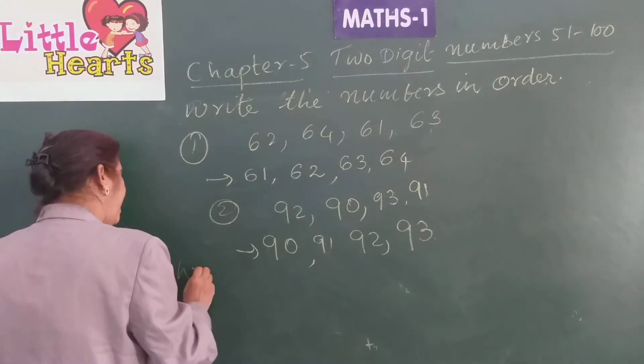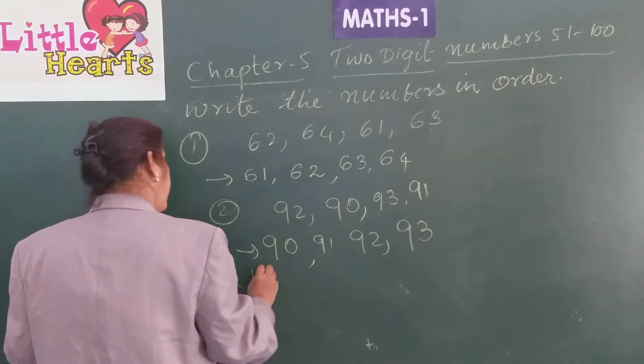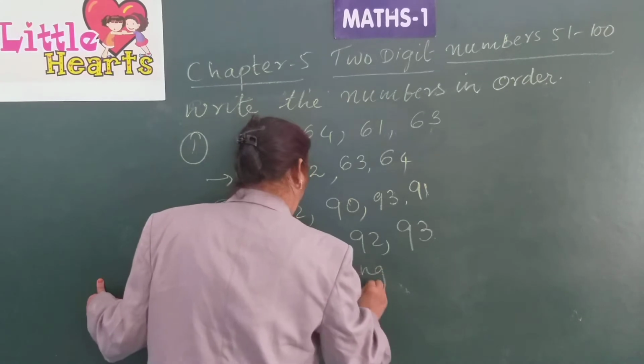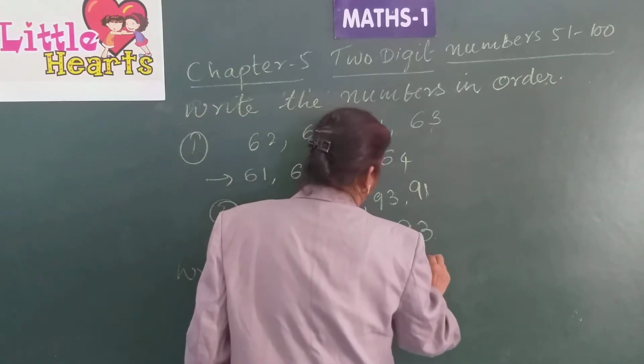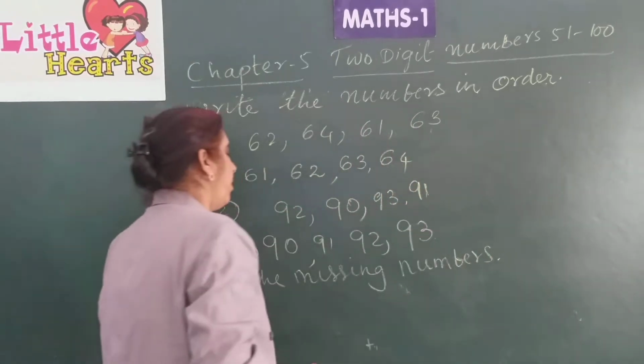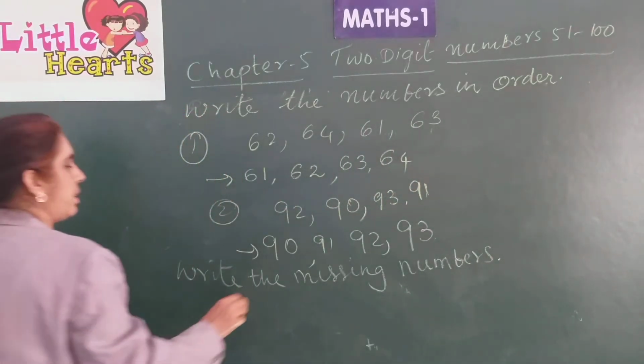Now write the missing numbers. You already learned how to write numbers from 10 to 50. We are learning from 50 to 90 now.